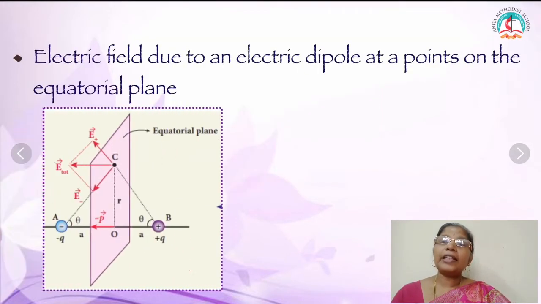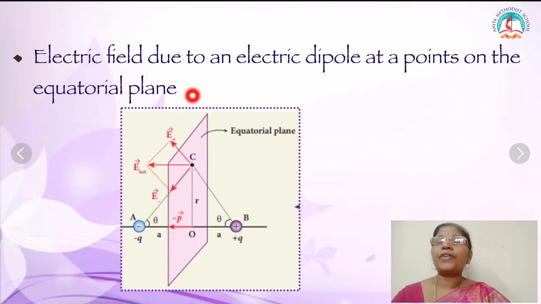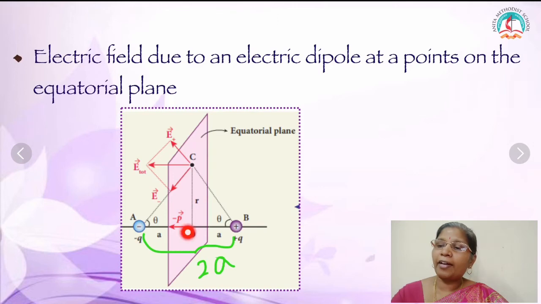Now, the next case, on the equatorial line, you are calculating the value of the field due to the dipole. You see the diagram, same way. This is minus q, this is plus q. The dipole has equal and opposite charges separated by a small distance, 2a. Now you are selecting a point along the equatorial line. The distance is the same, r, represented here. Due to the positive charge I calculate the electric field, and in the same way due to the negative charge I calculate the electric field.